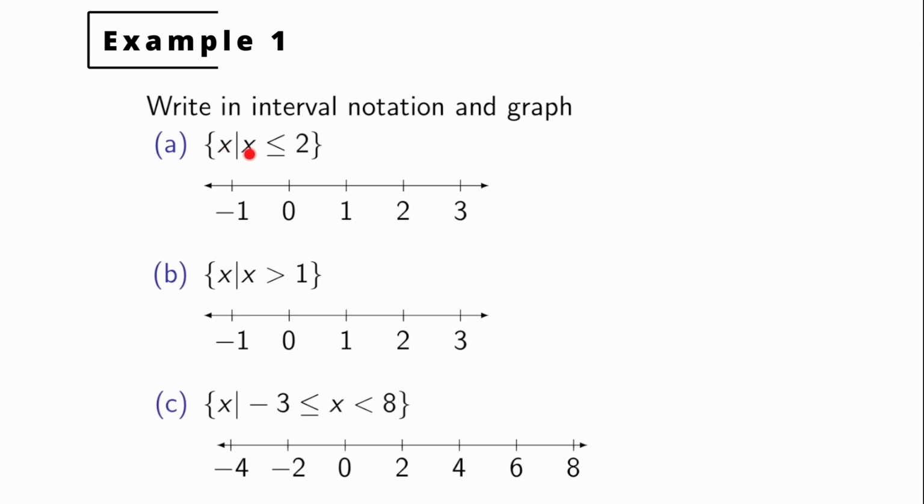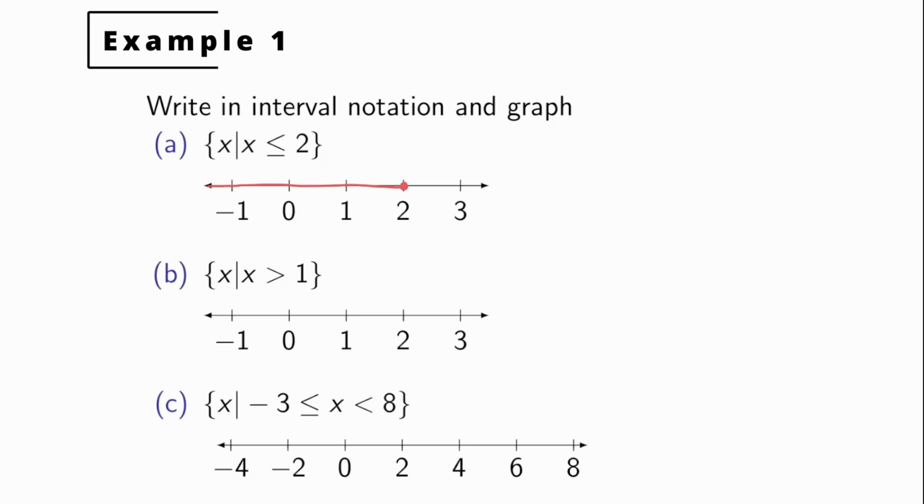All x such that x is less than or equal to 2. On the number line, anything that's less than or equal to 2 is to the left of 2. So what we'll do is draw on the line, I'll use red here, everything less than 2, anything to the left. Now, since we're including the point 2, since it's less than or equal to, 2 is in this set. So the way I denote that is by drawing a closed circle on 2.